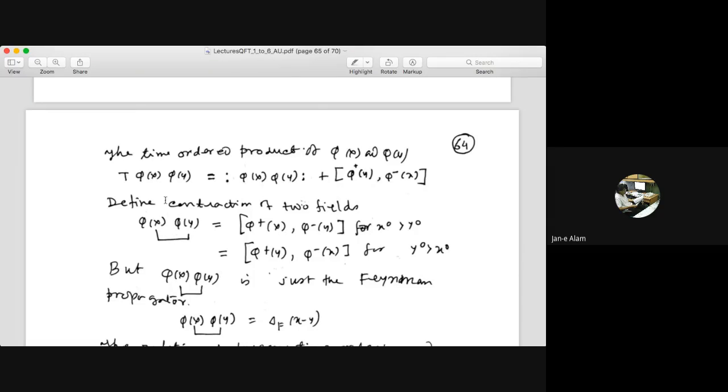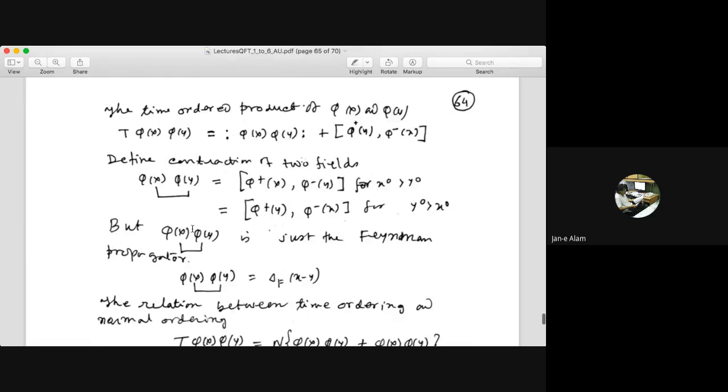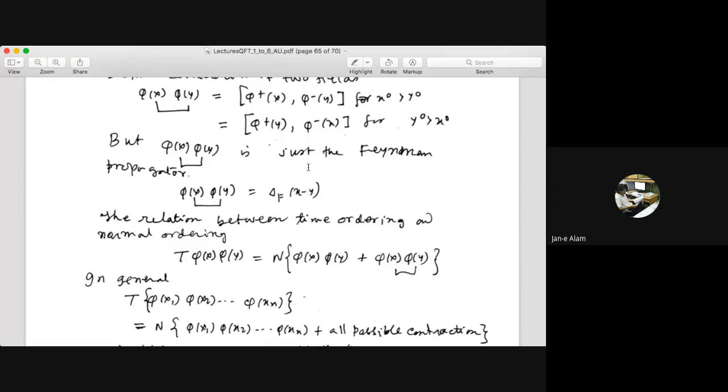So this phi x phi y, this commutator which I am writing in the form of this contraction, is nothing but the Feynman propagator which I have calculated, right? So this phi x phi y contraction I should write in terms of the Feynman propagator which I have just calculated, delta F of x minus y, right?